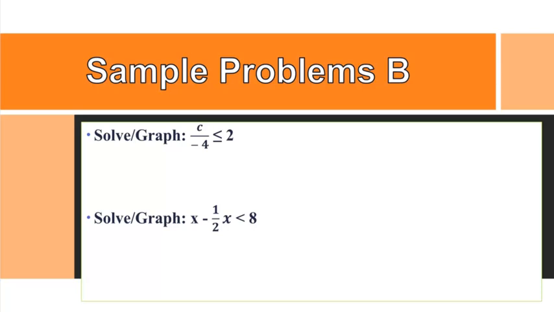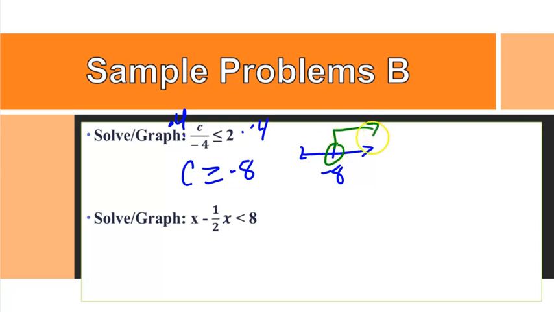Next, solve and graph here. The opposite of dividing by -4 is multiply by -4. So I do that on both sides. Because I'm dividing by a negative or multiplying by a negative, I flip the symbol. C is greater than or equal to -8. So on a number line, we got -8 here. Open circle at -8. Greater than means going to the right.